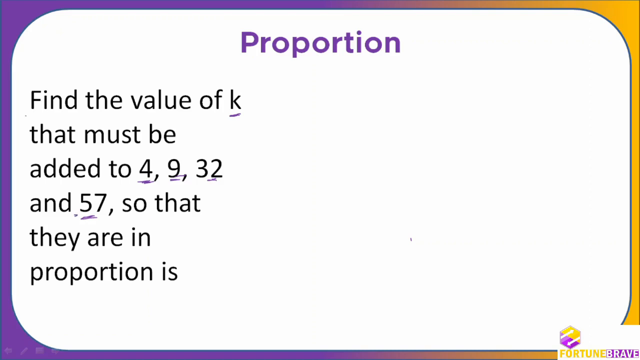So from this, what I understand is, if I add K to each one of them, for example 4 plus K, and then I'll add K to 9 as well, and then 32 plus K, and then 57 plus K. So if I add this, they will be in proportion. This is what they are saying, right or wrong? So from this information, I'll be able to crack this question.